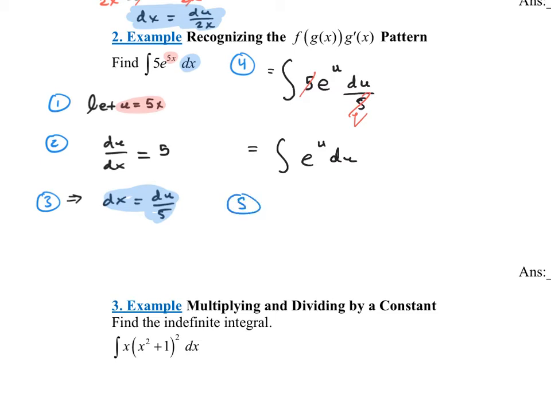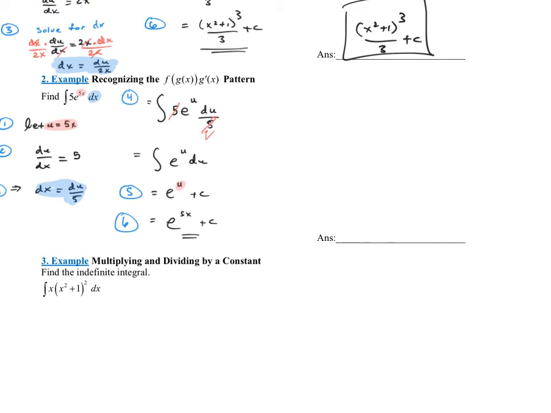So we go to step 5, which is actually integrate. Well, the integral of e to the u with respect to u would be e to the u plus c. And then step 6, which you can't forget, is we have to back substitute for that u value. So this would be e to the, well, u was 5x, so this would be e to the 5x plus c. So our answer should be e to the 5x plus c.